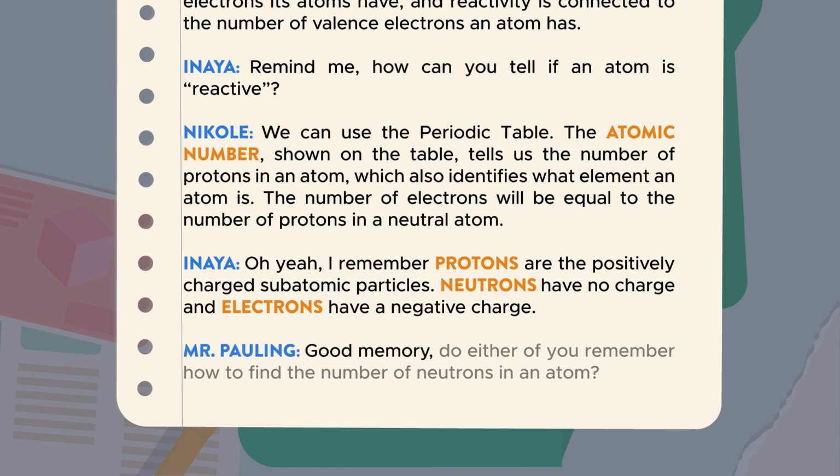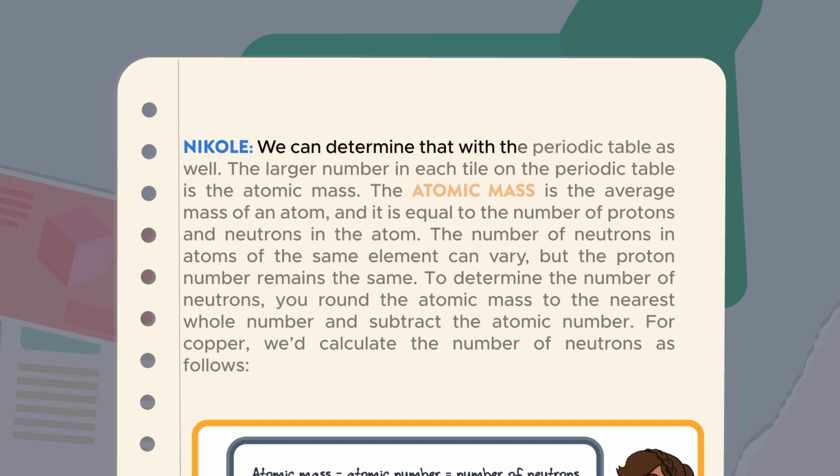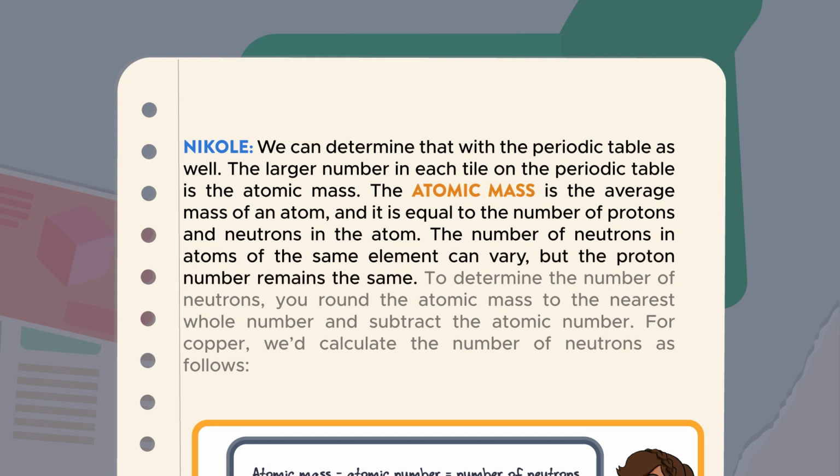Good memory! Do either of you remember how to find the number of neutrons in an atom? We can determine that with the periodic table as well. The larger number in each tile on the periodic table is the atomic mass. The atomic mass is the average mass of an atom, and it is equal to the number of protons and neutrons in the atom. The number of neutrons in atoms of the same element can vary, but the proton number remains the same. To determine the number of neutrons, you round the atomic mass to the nearest whole number and subtract the atomic number. For copper, we'd calculate the number of neutrons as follows.